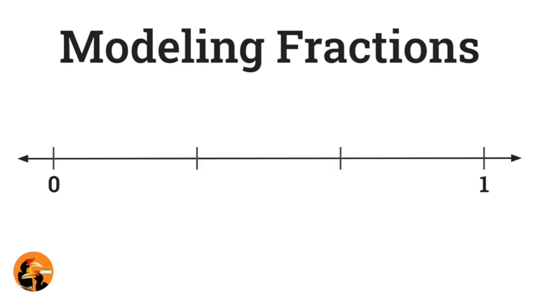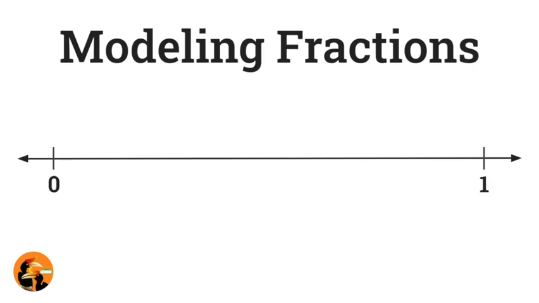Let's divide our number line into 3 equal sections. How should we label these new marks? Well, our original segment had a length of 1, and now there are 3 parts that make up the whole. So these marks represent thirds. We have 1/3, 2/3, and 1 whole, which is the same as 3/3.